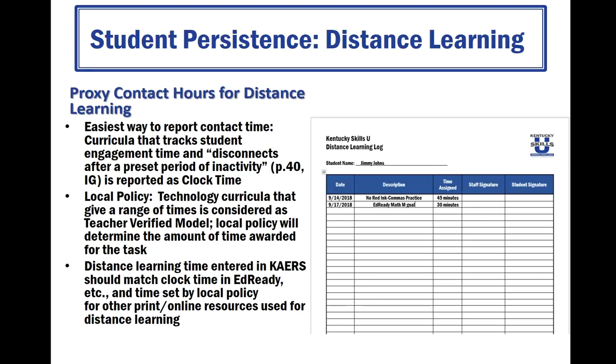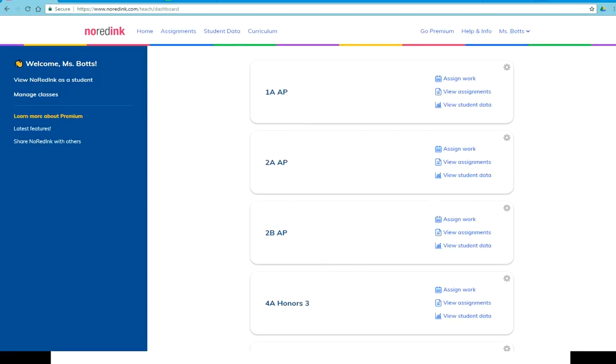If an online curriculum or site does not automatically track hours, then the program, not the instructor, must assign a standard amount of time for each block or section. If we look at the example in the distance learning log, we see an example for EdReady and how much time was spent in EdReady, and we also see an example for a site called No Red Ink. And this is an example of a site that does not disconnect after a certain period of time and actually assigns a range of time to complete. And let me take you to that site.